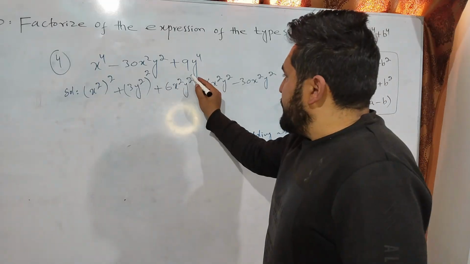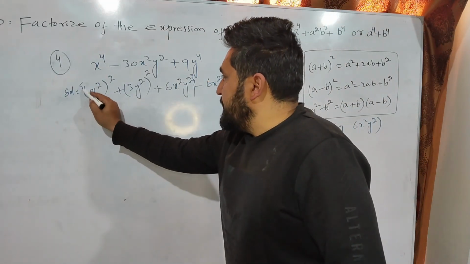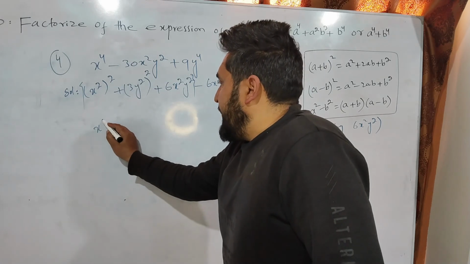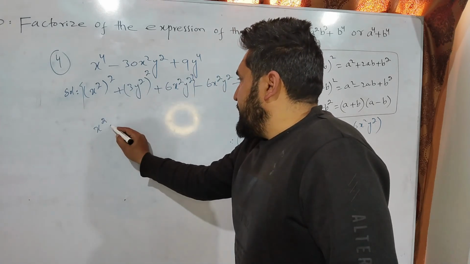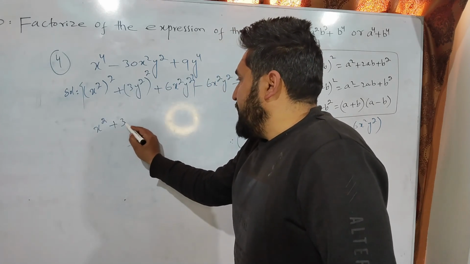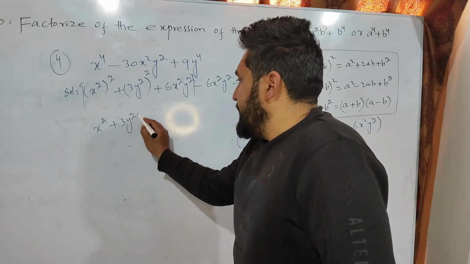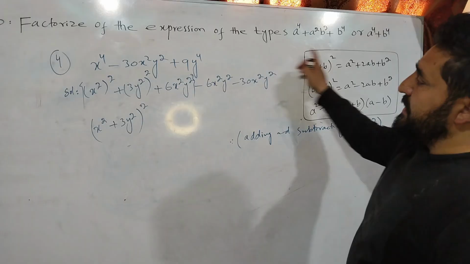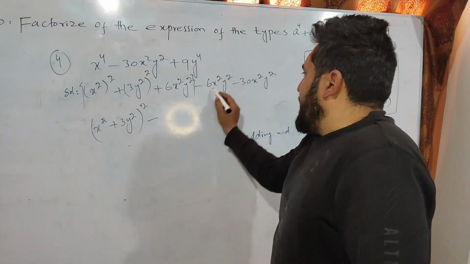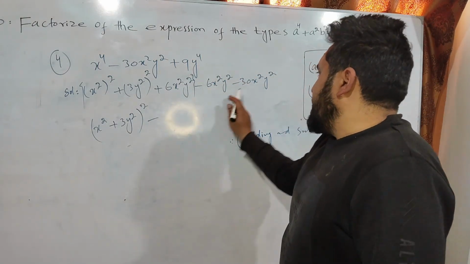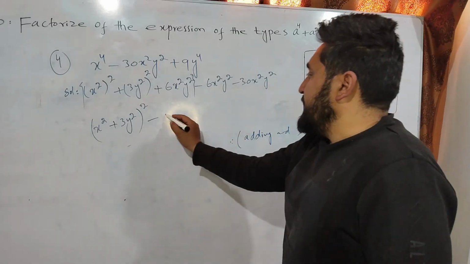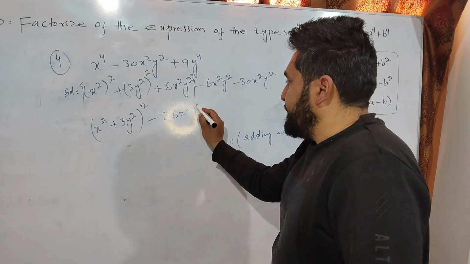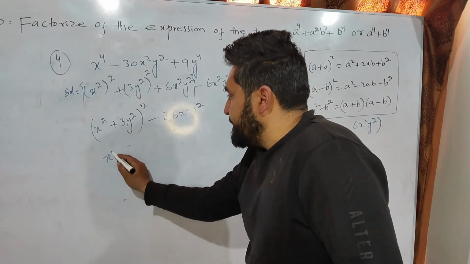Clear? So this is a formula. So what is our a? Our a is x square plus, what is our b? Our b is 3y square whole square. We use this identity over here. Minus 6x square y square minus 30x square y square is minus 36x square y square. Just simplify it.